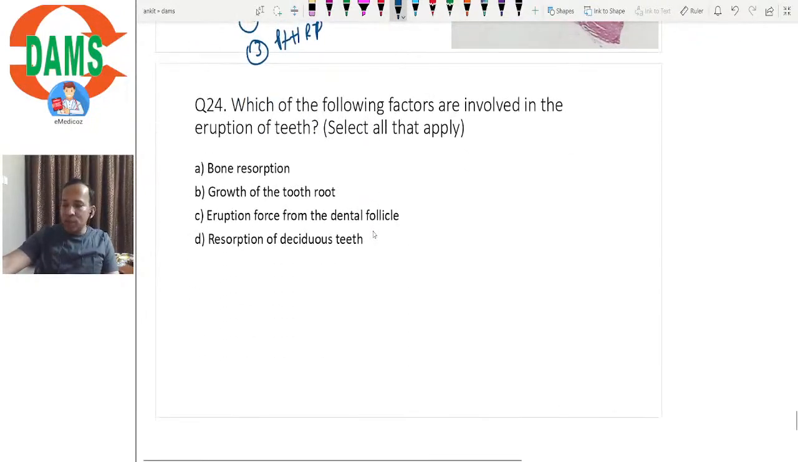तो आज का लास्ट क्वेश्चन है ये. Which of the following factors are involved in the eruption of tooth? So again it is related to the question that we have just seen.